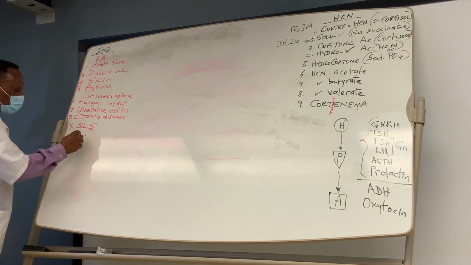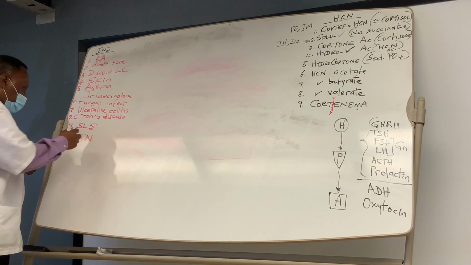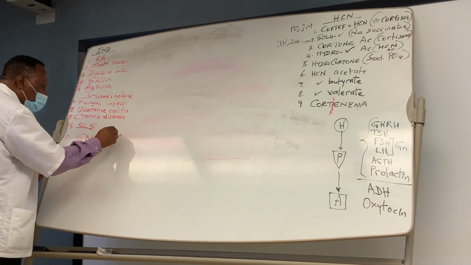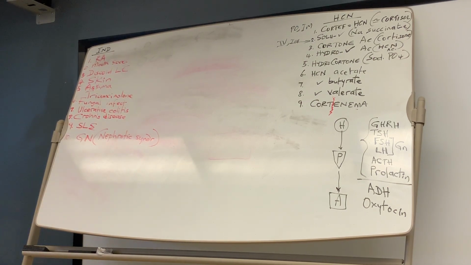You can have glomerulonephritis, or what you refer to as nephrotic syndrome, especially when that glomerulonephritis stems from or is associated with lupus. So you can use adrenal steroids for glomerulonephritis that is associated with your systemic lupus erythematosus. And here again, your main agent is prednisone. Prednisone is what is most often used for that. And next to that, of course, will be your Decadron, dexamethasone, that is used in that situation.